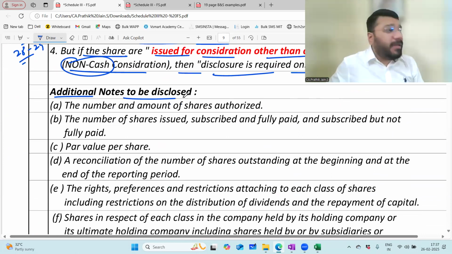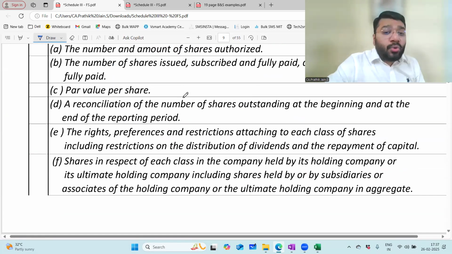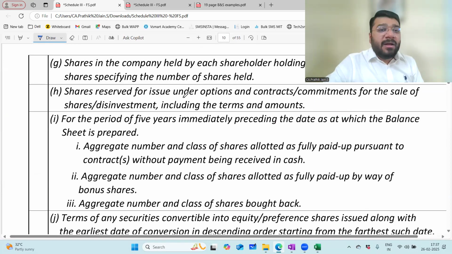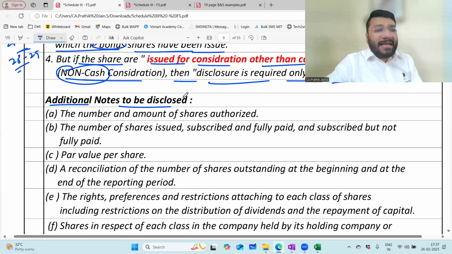Now, these are the additional notes to be disclosed. This is not there at your level. In your syllabus, it is not there, but this is there in Schedule 3. So I just wanted to go through this line item by line item. I don't expect any questions to come from this segment. This is there in the Schedule 3 format given by the Companies Act, but it is not in depth. They don't ask it.